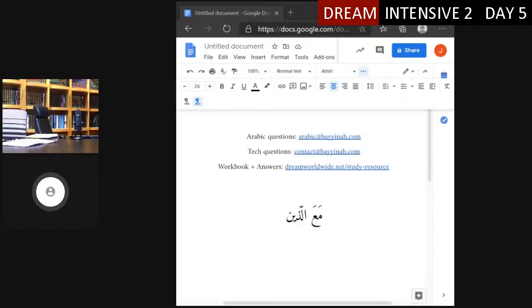Okay, let's look at 27. 27 on what page? 23? Shazia, 27 on what page?